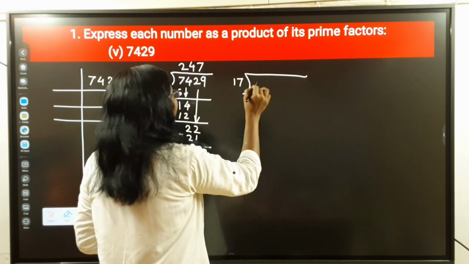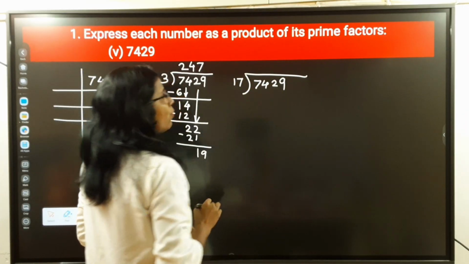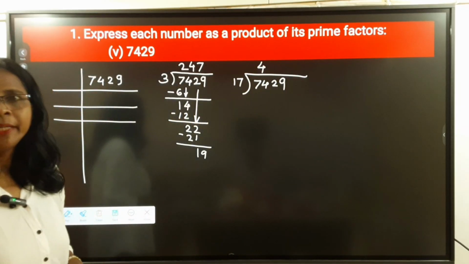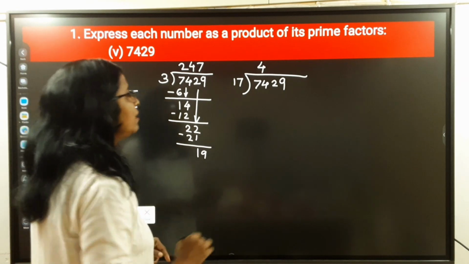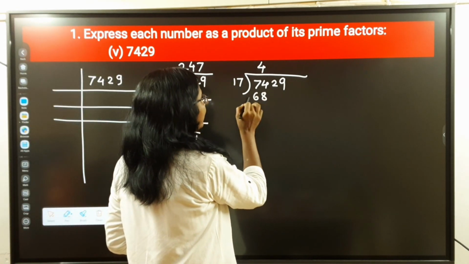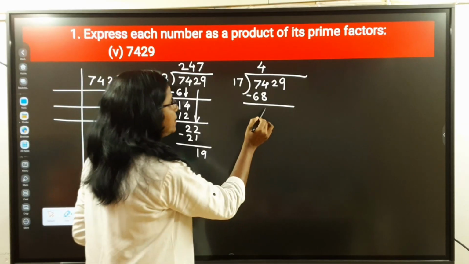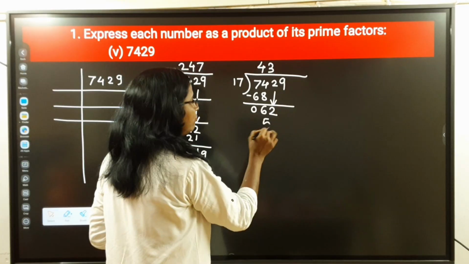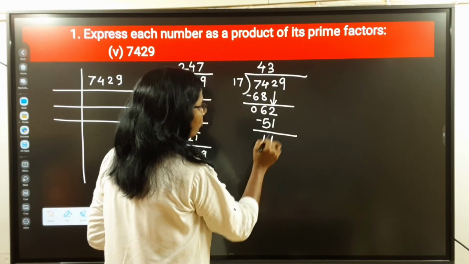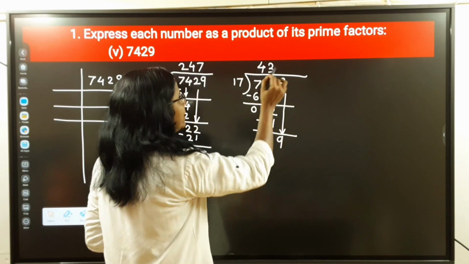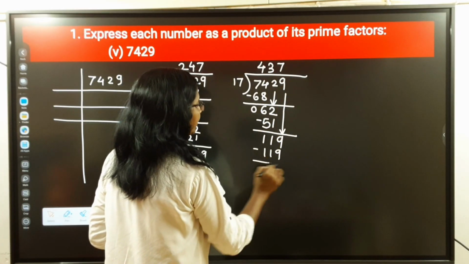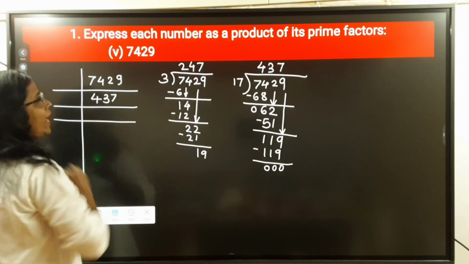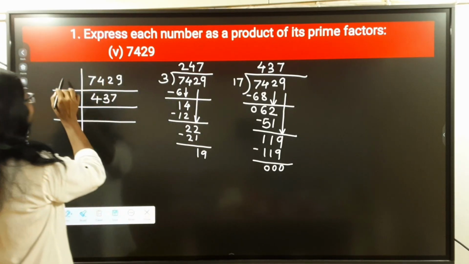So here, students, 7429. 17 fours are 68. So minus, then 6, here 0. Then 62. 17 threes are 51. Then here 11. Then 17 sevens are 119. Subtracting, 0, 0. So here, students, 437. The answer is 437, and I write here 17.